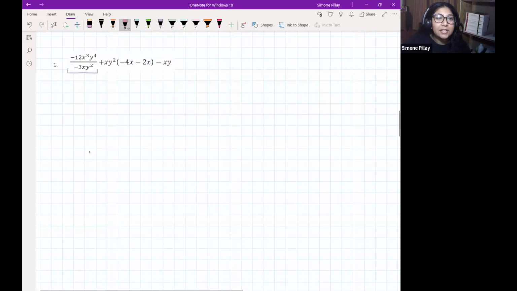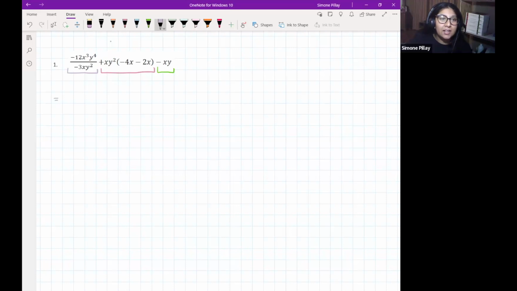3 terms. Thank you, everybody. 3 terms. What are our 3 terms? In case you didn't know, those are our 3 terms. Okay. Now that we know our 3 terms, let's get to simplifying. Let's get to simplifying. Okay.